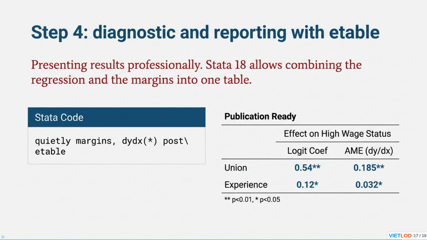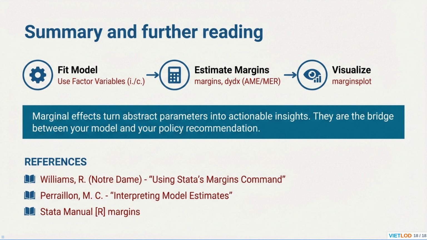As the final step in our workflow, we focus on presenting these insights professionally. Stata 18 introduces the powerful etable command designed to create publication-quality tables effortlessly. This command is particularly useful because it allows us to combine results from multiple estimations into a single comprehensive table. For instance, we can display both the initial logit coefficients and the more interpretable average marginal effects side by side. As shown in the Stata code, we first run our margins command with the post option to save the results in memory. Then, a simple etable command generates a clear output.